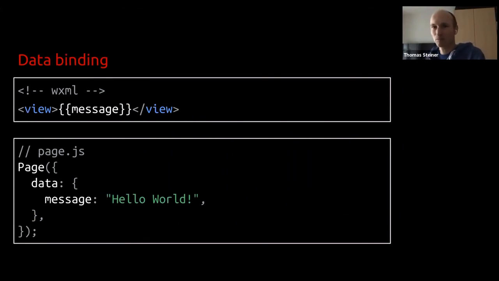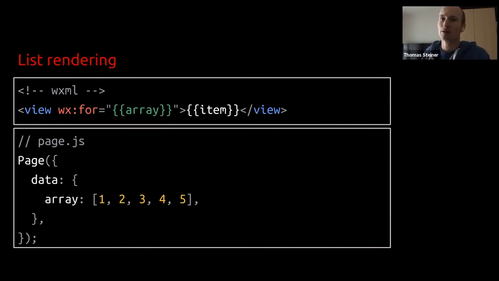For data binding, you have a WXML message, a view, then the curly braces double notation message. And then in the JavaScript, you have a page that has a data object with a message property with a value of hello world. So if this gets rendered, the message is replaced with hello world. Pretty intuitive, pretty straightforward. You have probably seen this before in similar ways with Mustache templates or anything. And as I said, with Vue's text directives, it's almost the same.